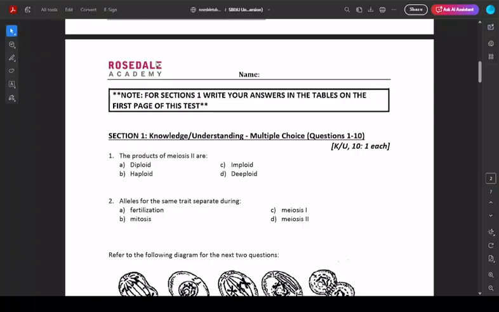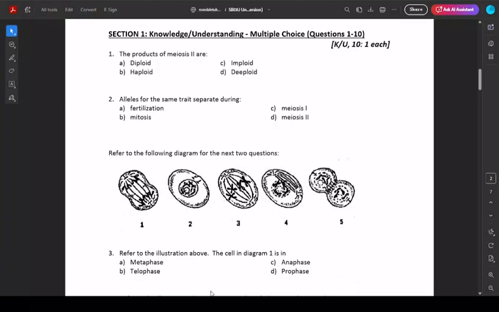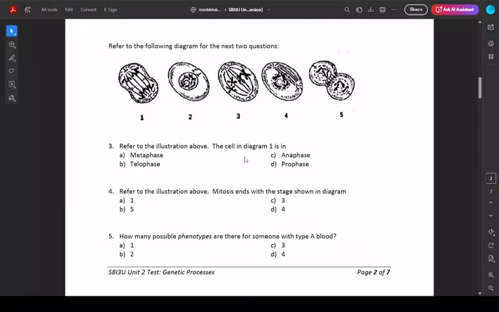So first, the product of meiosis 2 is haploids, pretty straightforward. Alleles for the same trait separate during meiosis 1, pretty straightforward. Refer to the illustration above. The cell in diagram 1 is anaphase, breaking it apart. Mitosis ends with the stage that is not this. This is at the start. Not this. That's metaphase. Anaphase. Telophase.